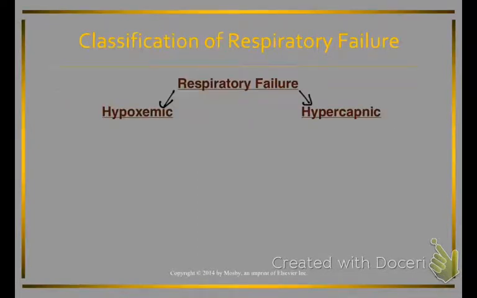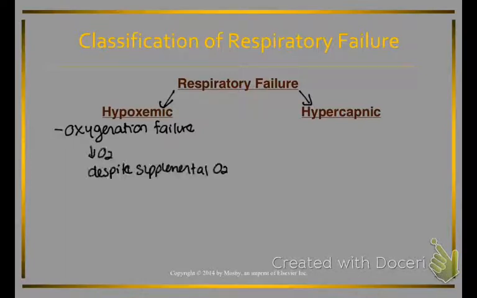So when we have failure, we said it's too little O2 or too much CO2. So hypoxemic is an oxygenation failure. Too little O2. And what's important is that this is in spite of supplemental O2. No matter how much O2 we throw at them, they're still not going. So you can put that nasal cannula on. You can put that non-rebreather. They're having an issue with low O2 despite you giving it to them.